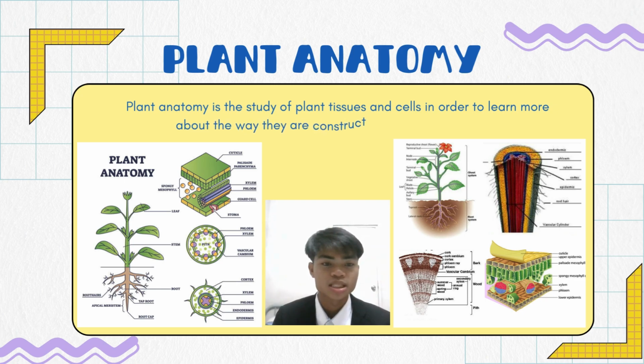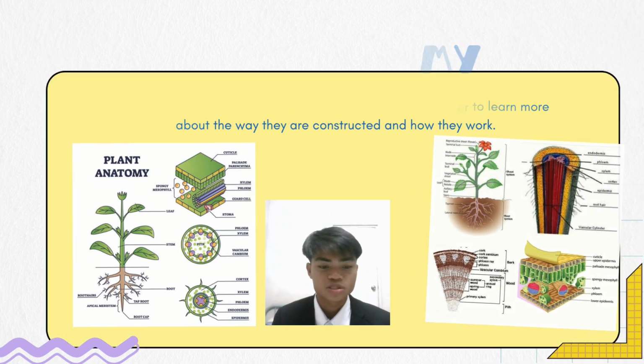Now I'll be presenting about plant anatomy. Plant anatomy is the study of plant tissues and cells in order to learn more about the way they are constructed and how they work. Here are some examples of plant anatomy. Plant anatomy has three types of structure, which are leaf, stem, and roots.